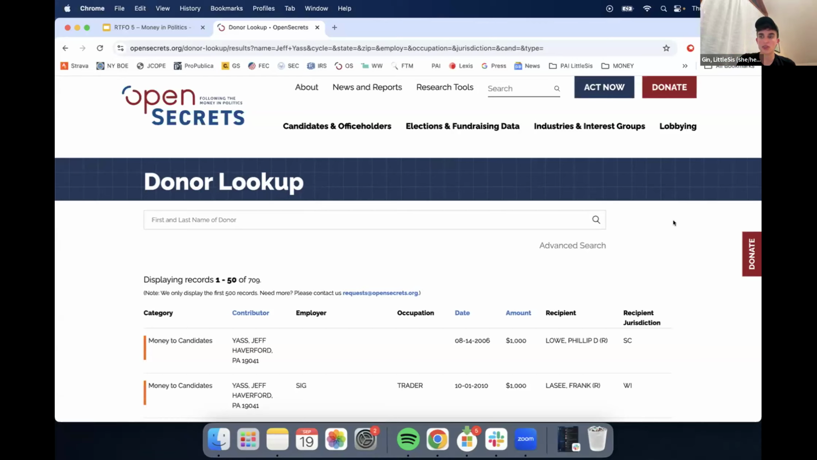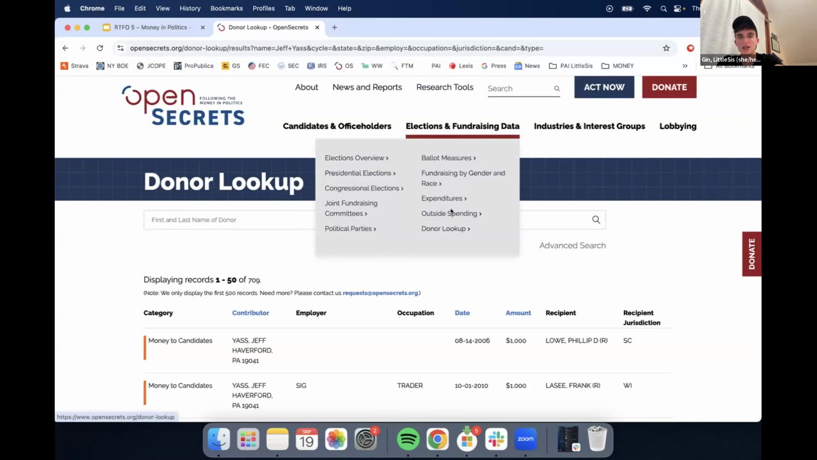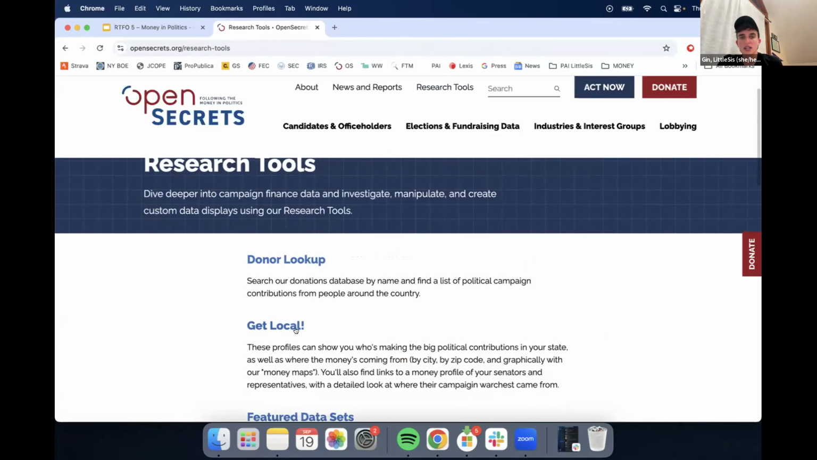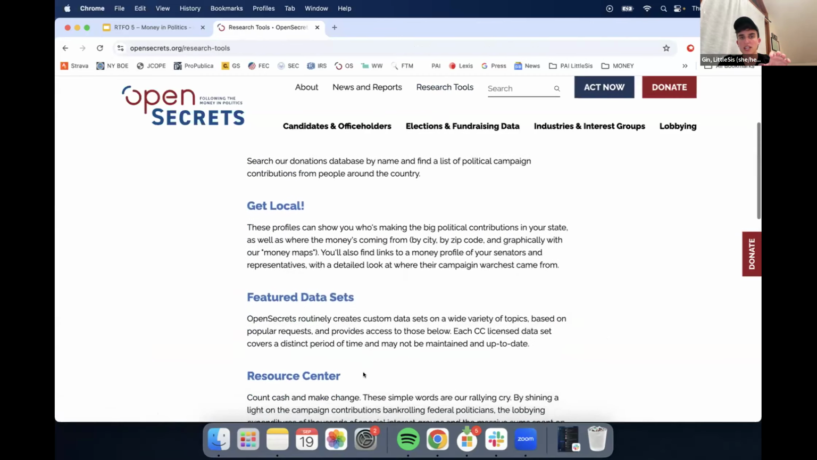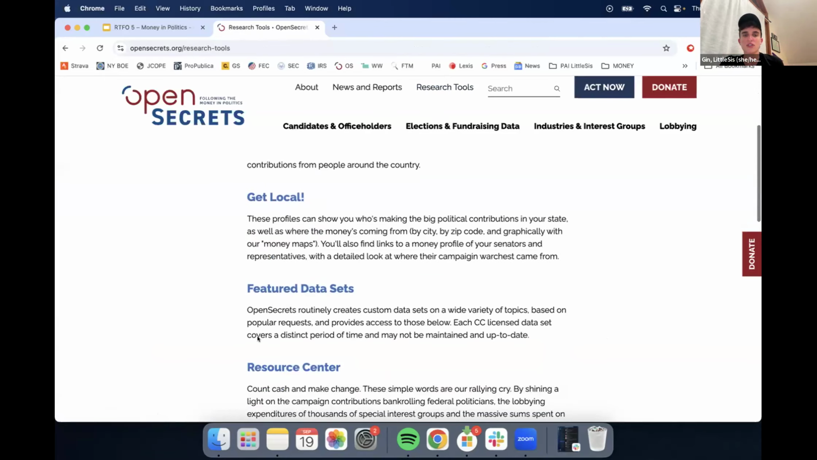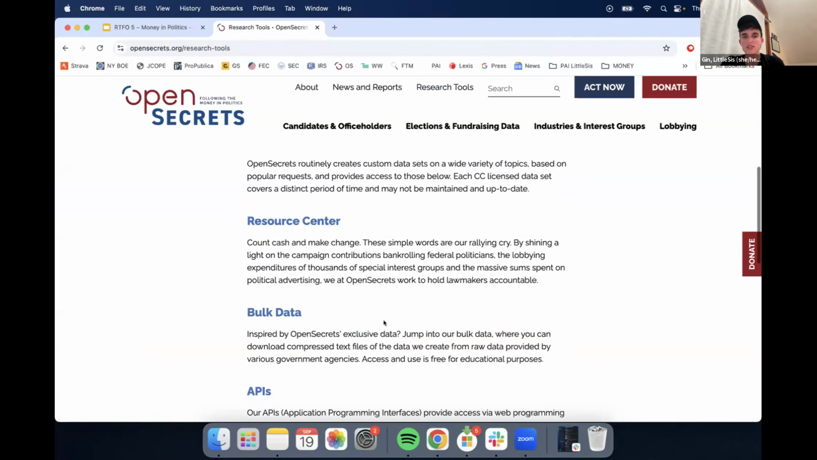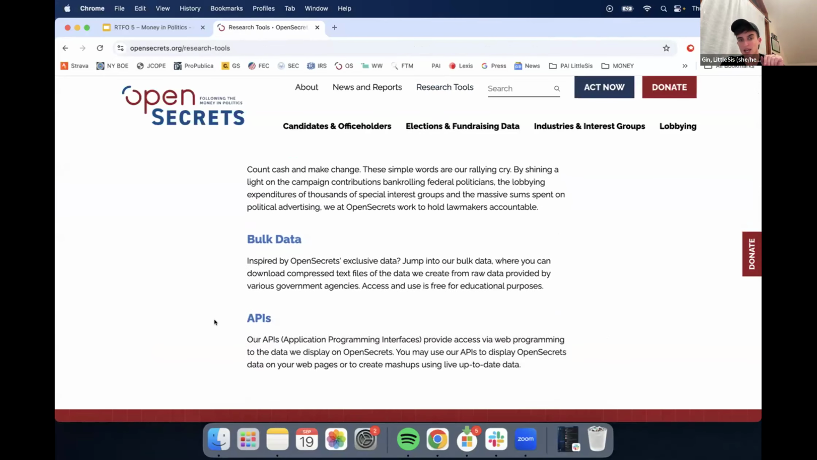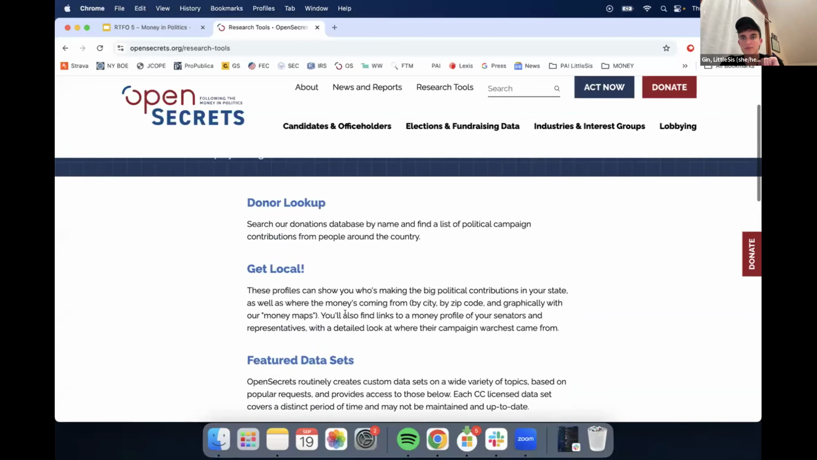Okay. And so with that, I just have a couple more things to show. I want to show real quick that if you hit this research tools thing up here, you'll get these two that I showed you, the donor lookup and the get local. Those are both available right there. The rest are kind of like data sets to serve, and you can play around with some of their other resources. A few people have asked about APIs. You can get to that there as well.